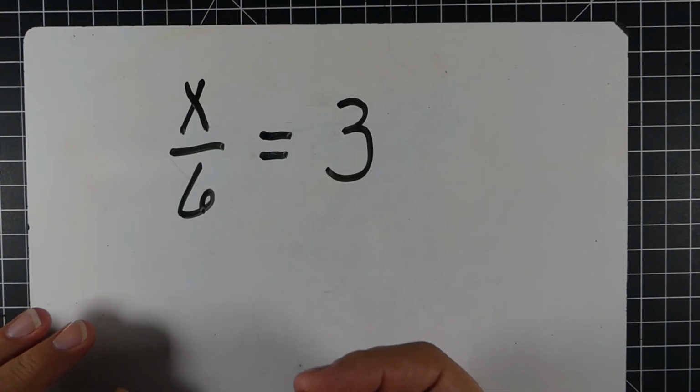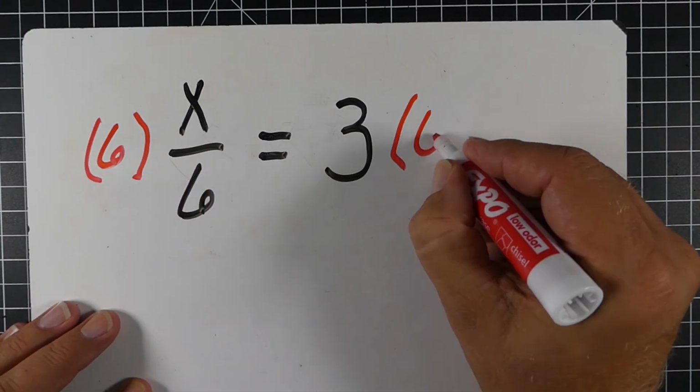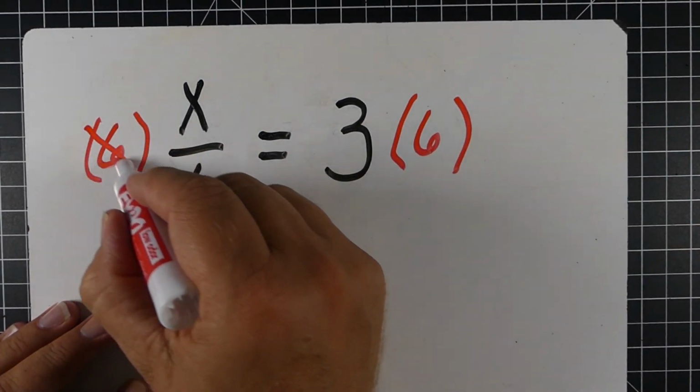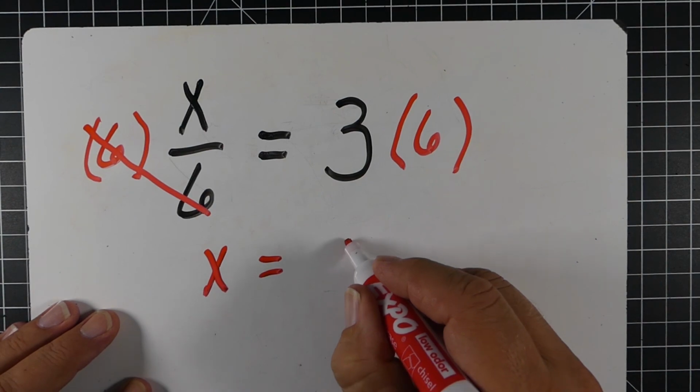And then on the next two, we have division problems. So we're going to do the opposite. In this case, we're multiplying by 6. And when we do that, that's going to give us x on the left. And on the right side, we're going to have 18.